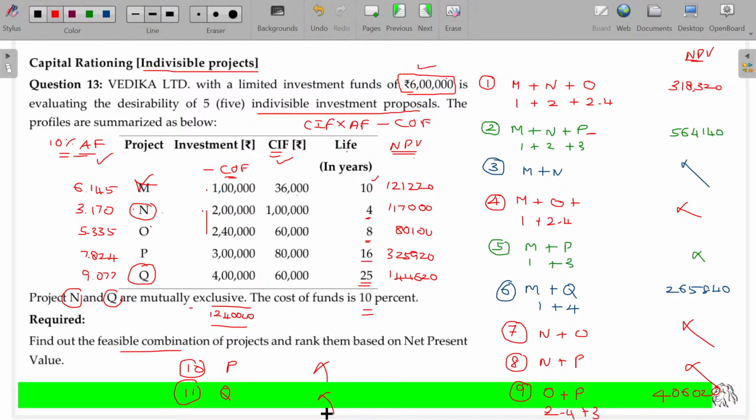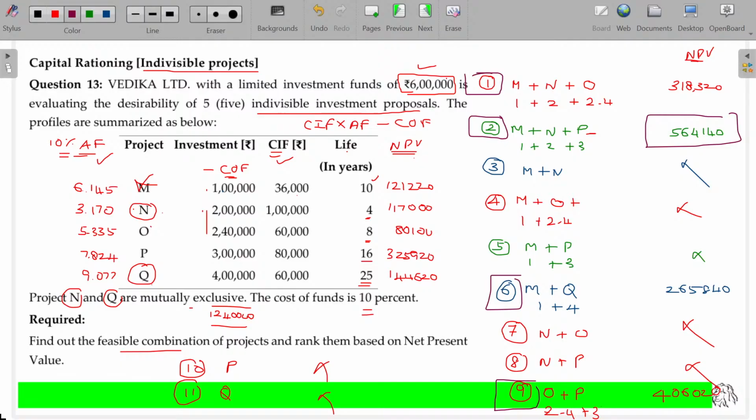The possible combinations you can address here are number 1, number 2, number 6, number 9. Among these combinations, number 2 is the superior one. So we can choose the second combination and recommend it, where we can use our entire available fund and get the maximum NPV of 5,64,140 for the entire investment. Is that clear? This is called the capital rationing problem in divisible projects.